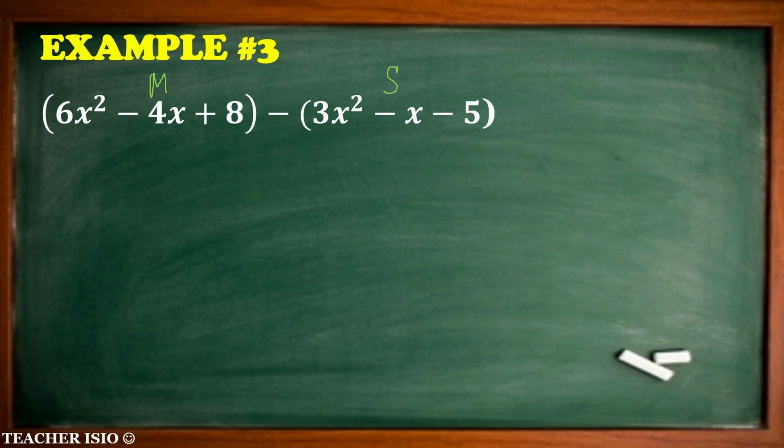Let's continue. So keep the minuend. So just bring down our copy. So we have now 6x squared minus 4x plus 8. Next, we're going to change the subtraction into addition. Okay? Change subtraction into addition. So we will have plus. And then change the sign of the subtrahend. So papalitan natin sa kada term niya. So we have 3x squared. Since positive siya, magiging negative.